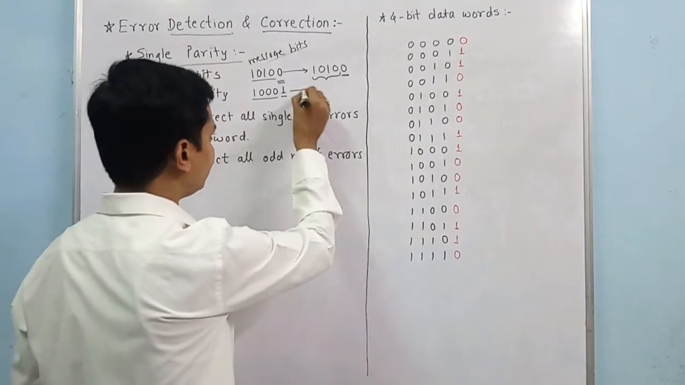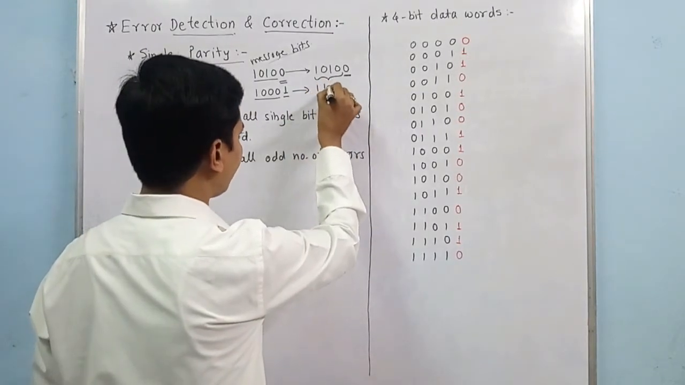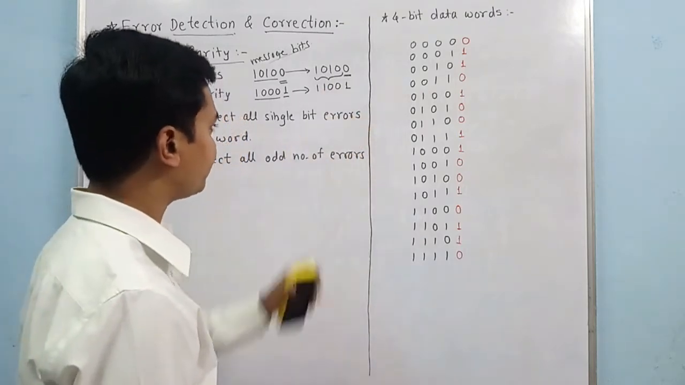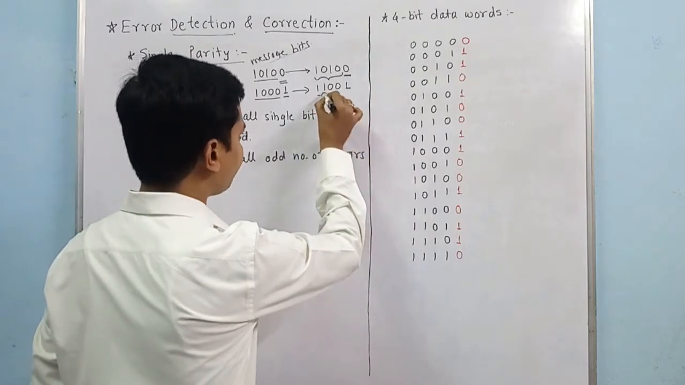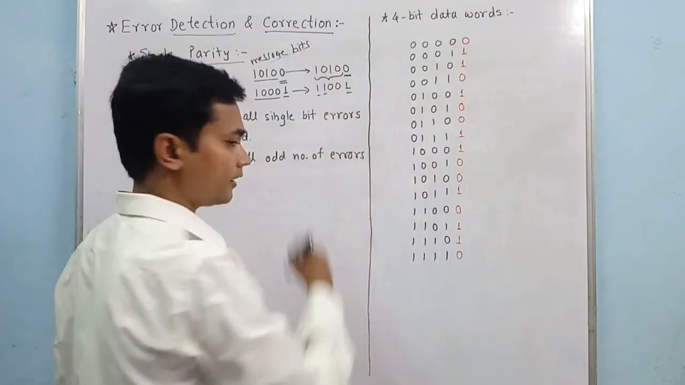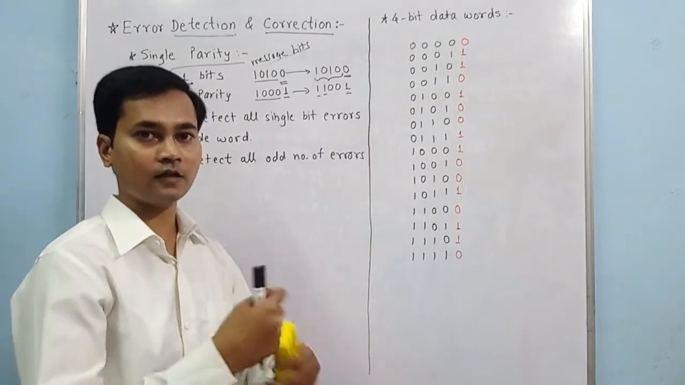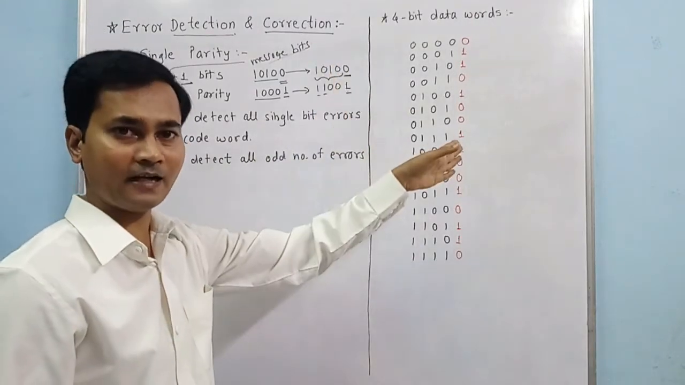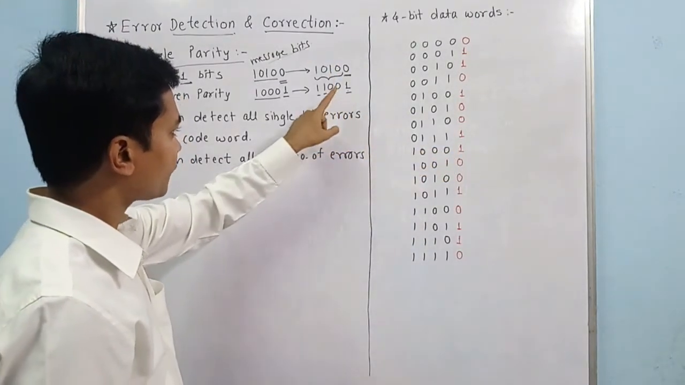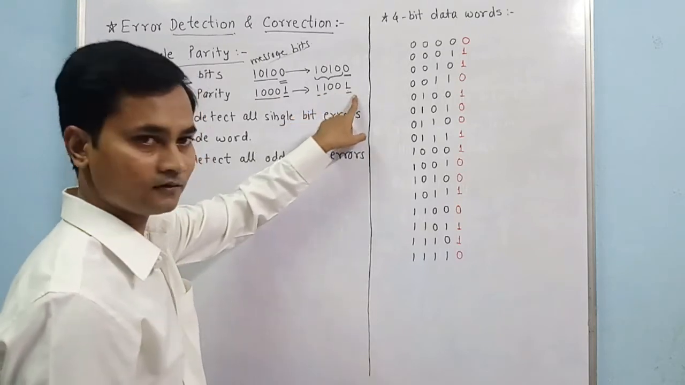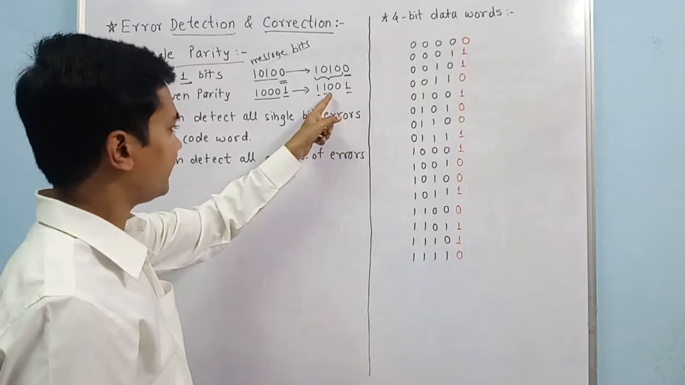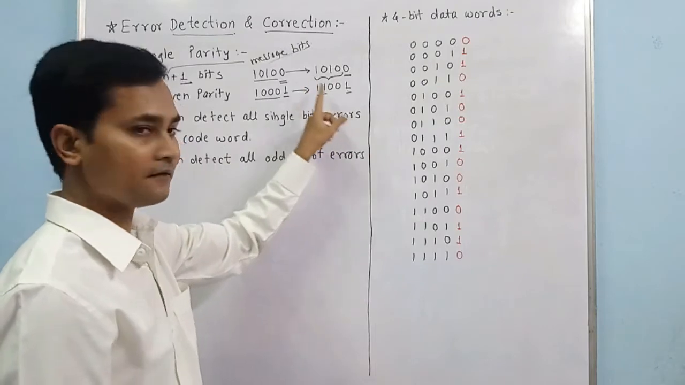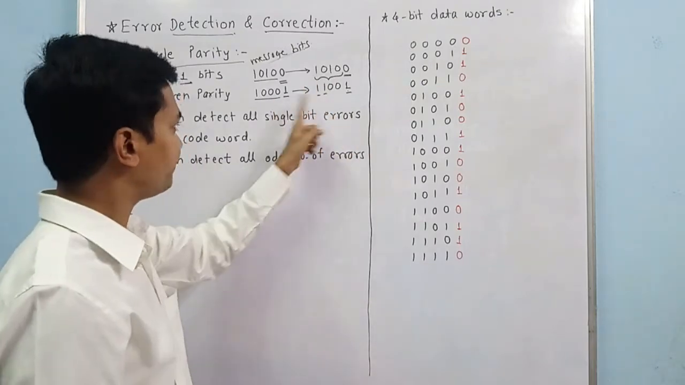At the receiver side, suppose the receiver receives 11001. The receiver has received this data, and the number of ones is 1, 2, 3. As the transmitter is working on even parity and the receiver is also working on the same even parity, the receiver will find there are three ones, an odd number. Then the receiver will come to know that this data has some error, because there is one bit change.